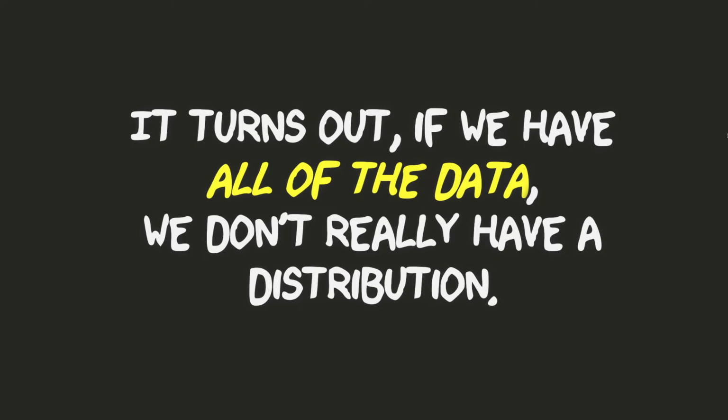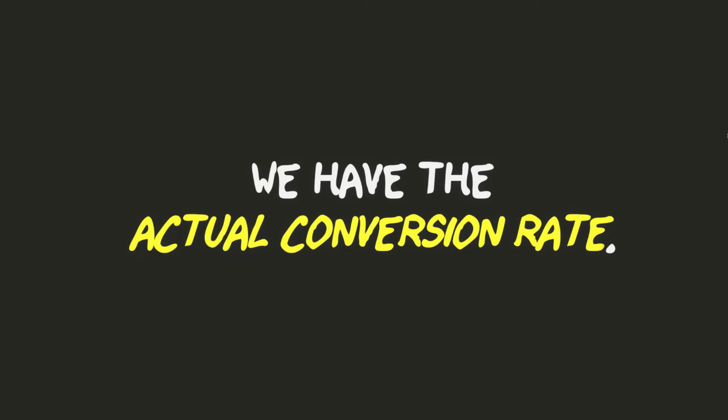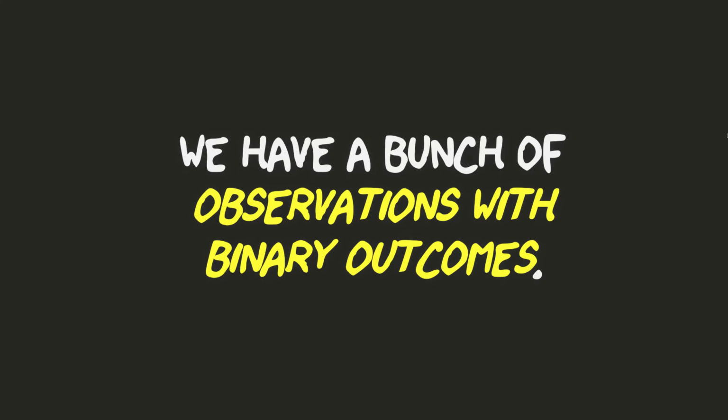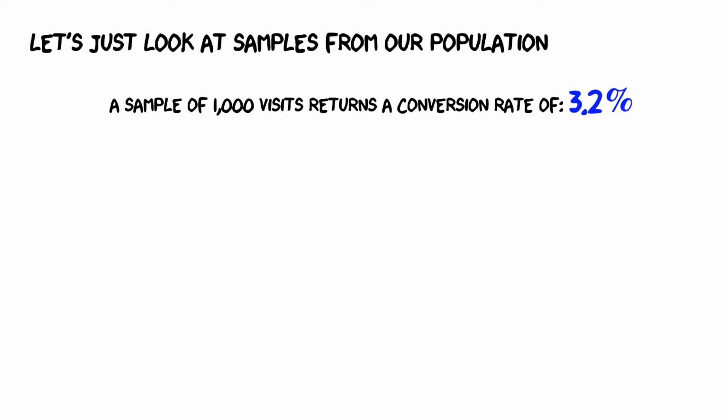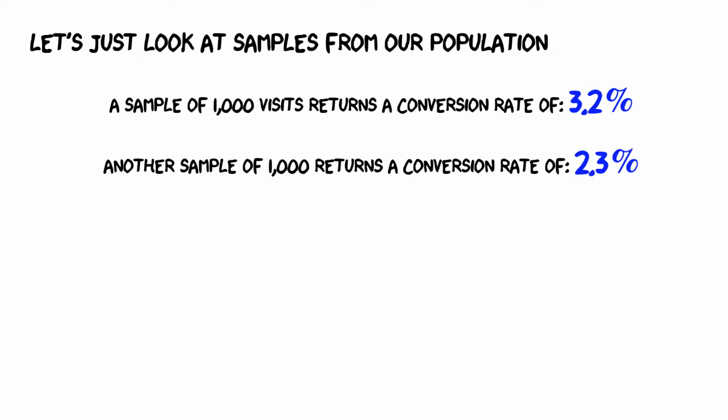So it turns out that if we actually have all of the data, an entire population, we don't really have a distribution. What we have is the actual conversion rate, the overall mean. And separately, if we drill down into it, we have a bunch of observations that have binary or dichotomous outcomes, basically convert or did not convert. But let's look instead at samples from our population. What we're going to do is say, let's just pull an arbitrary 1,000 visits at random, 1,000 observations, and calculate the conversion rate for those 1,000 visits. Well, in this case, it got us to 3.2%, which is close to 3%. So that sort of makes some intuitive sense. I just pulled a sample. It somewhat reflects the population.